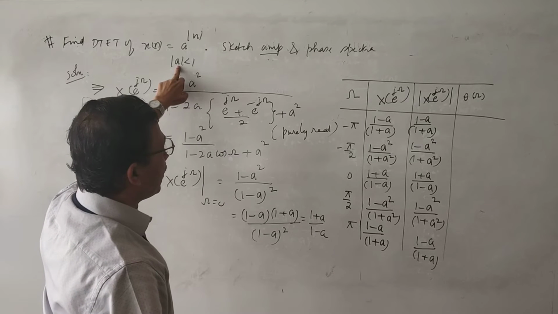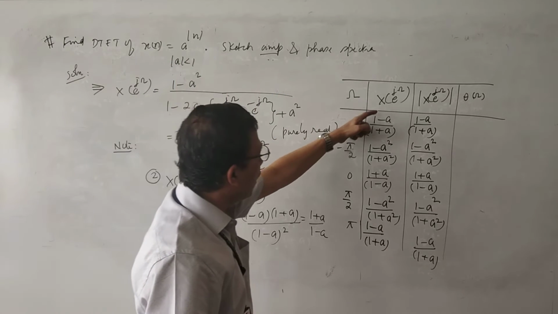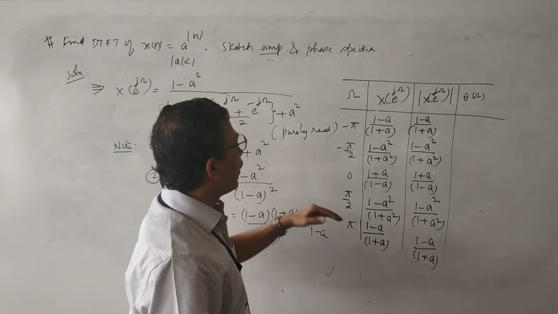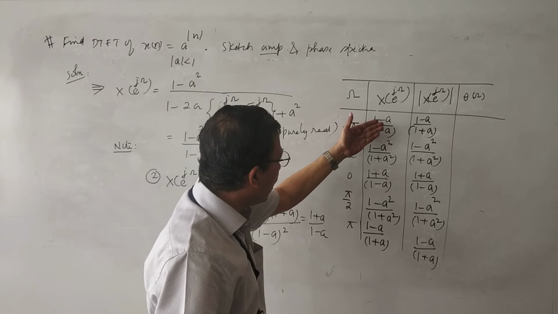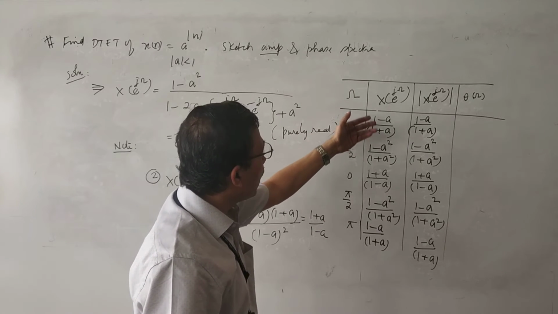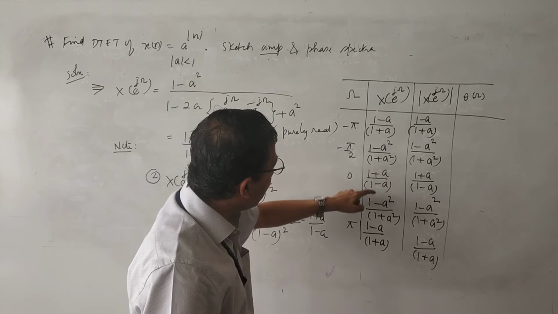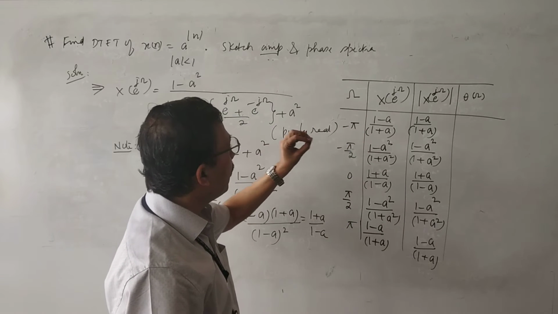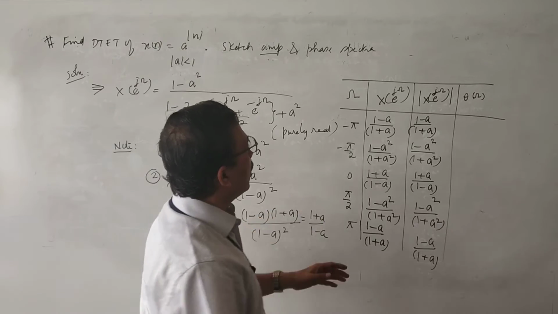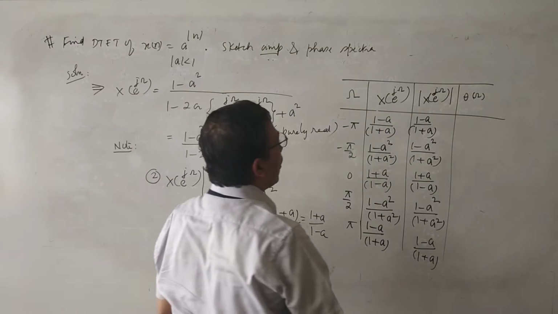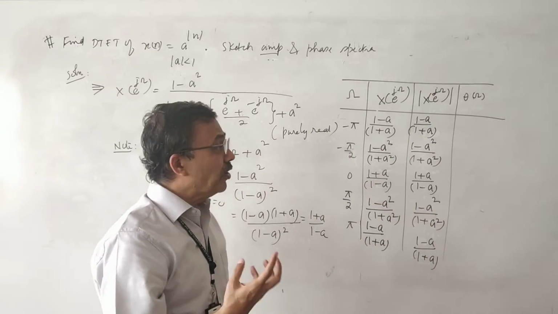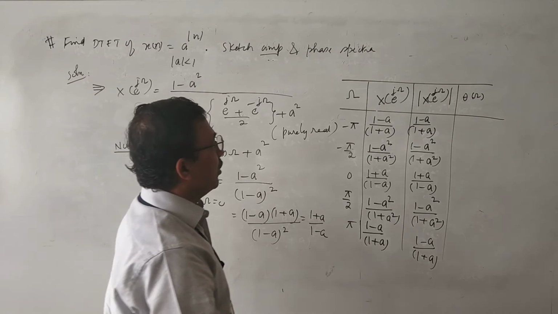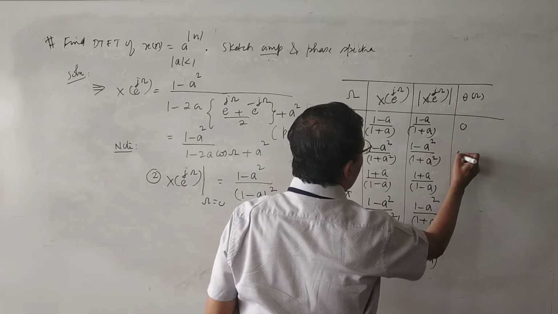Since mod a is less than 1, you take any value of mod a less than 1 and substitute here. For example, put a equal to plus 0.9 or minus 0.9 and evaluate all these expressions, you will get a positive real number. Therefore, its magnitude is the same as the number. What is the angle of a positive real number? 0. Therefore, all these angles are 0.